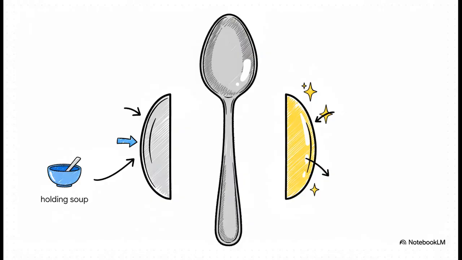So get this. That single spoon is basically two different kinds of scientific mirrors. The side you eat with, the one that's curved inward, that's what we call a concave mirror. And the back, the part that bulges out, that's a convex mirror. Two completely different optical instruments in one simple object.